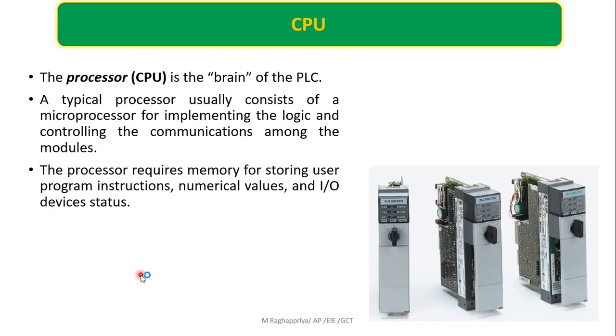Now to store that, the processor should contain memory. What are the other things the processor will be storing? The input data, the output data, all those data will be stored, right? So for all these things you require a memory. So the processor requires memory for storing user program instructions, numerical values, and IO device status. Now this is how the PLC processor looks.